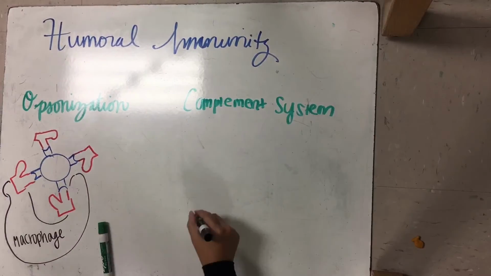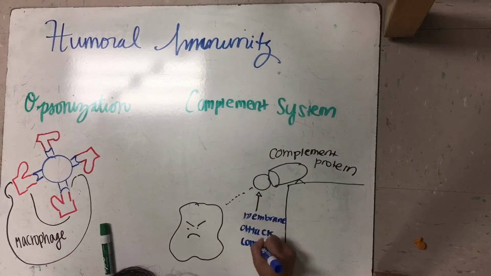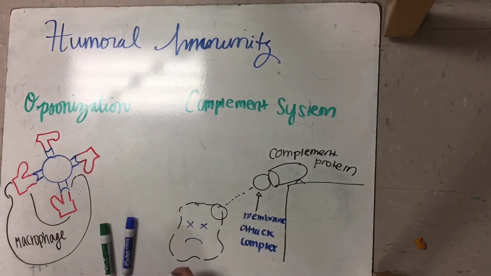The complement system releases complement proteins to form a membrane attack complex, similar to a cannon, which forms pores in the pathogen leading to lysis and cell death.